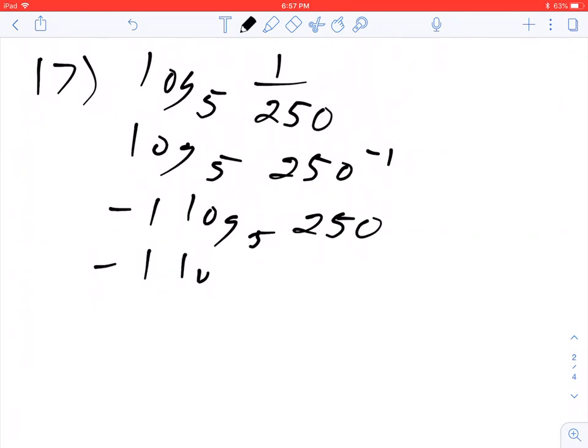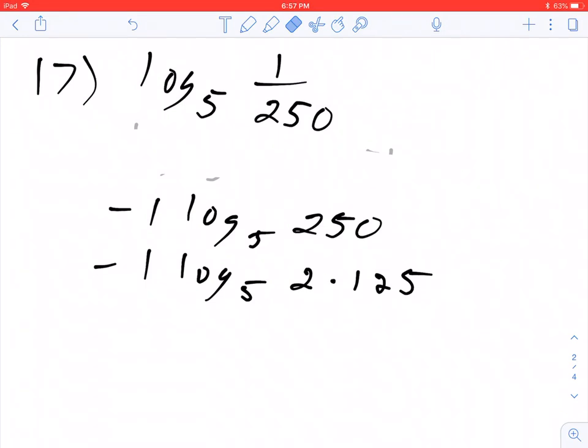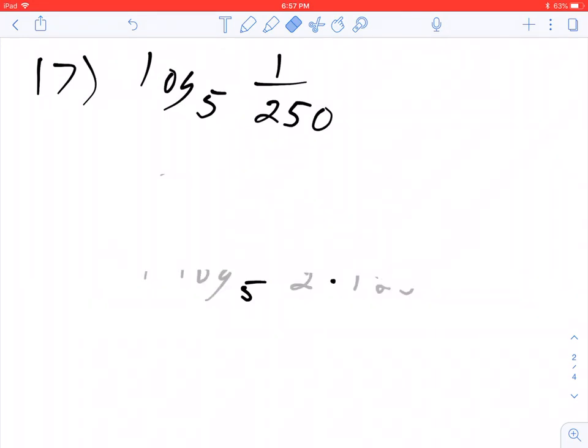And that's negative 1 log base 5 of 3. Sorry, that's not right. Back that up. 2 times 125. And so by doing that, actually, I'm going to start this one over. I'm going to do this one a little different, because I think this one's going to be confusing if I do it this way. It would have worked, but I'm going to start this over, and I apologize. I want to do it this way.